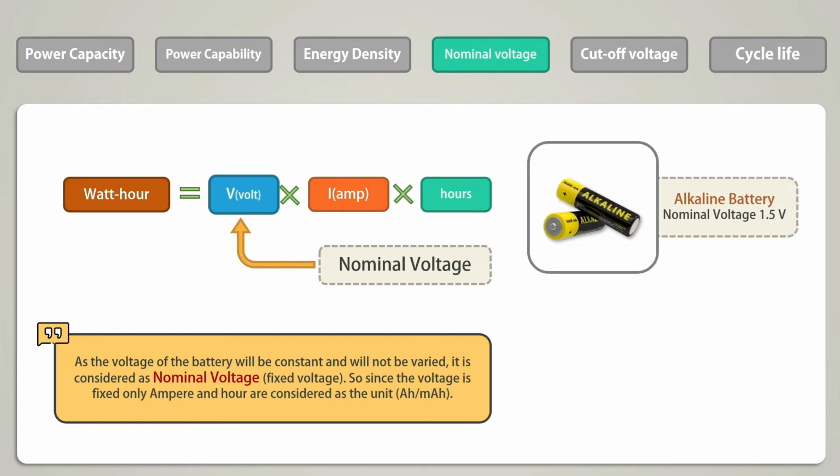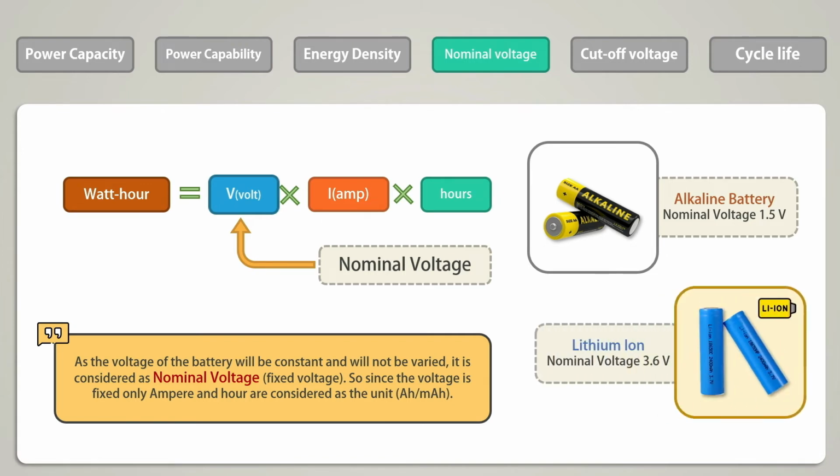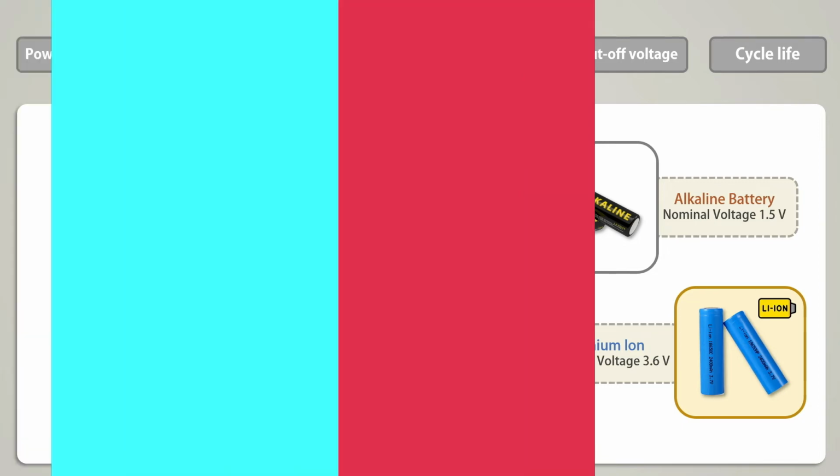For example, an alkaline battery has a nominal voltage of 1.5 volts. In case of lithium-ion batteries, usually 3.6 volts is considered to be the nominal voltage.